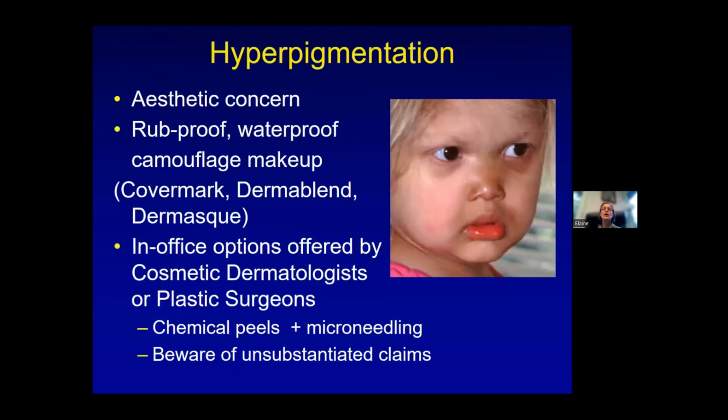So here's a young girl. I showed you pictures of a baby and some adults who have this hyperpigmentation. It's strictly an aesthetic concern, but we don't really know what causes it exactly. But the things that you can recommend are the rub-proof, waterproof camouflage makeups. There are in-office options that are offered by some cosmetic dermatologists and plastic surgeons, like chemical peels and microneedling. But again, just like with hair growth products, I really try to counsel people and provide anticipatory guidance about unsubstantiated claims.